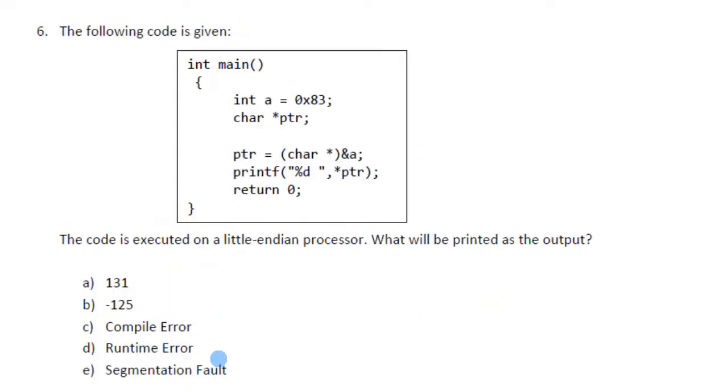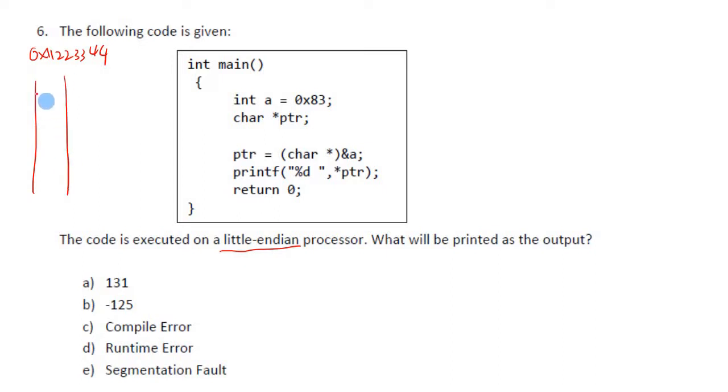Question 6 is about using a character pointer to point to integer data. Before we do that, let's first have an understanding of what is meant by a little endian processor. Given a data, if I give you this data 0x11223344, how do I represent this data in memory? We know that this is 4 bytes.